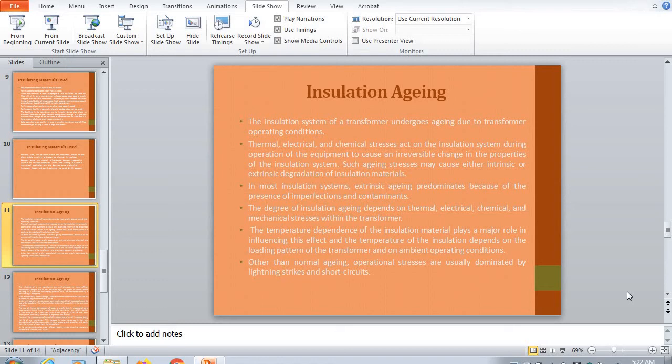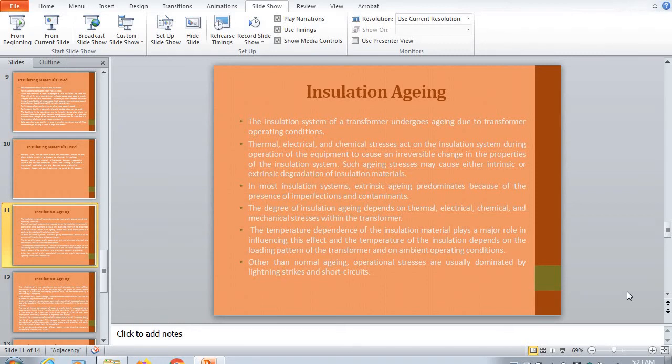Such aging stresses may cause either intrinsic or extrinsic degradation of insulation materials. In most insulation systems, extrinsic aging predominates because of the presence of imperfections and contaminants. Degree of insulation aging depends on thermal, electrical, chemical and mechanical stresses within the transformer. The temperature dependence of the insulation material plays a major role in influencing this effect, and this temperature of insulation depends on the loading pattern of the transformer and on the ambient operating conditions.